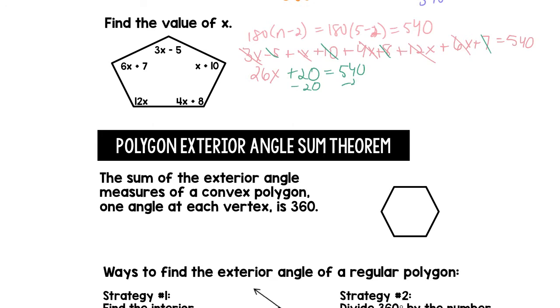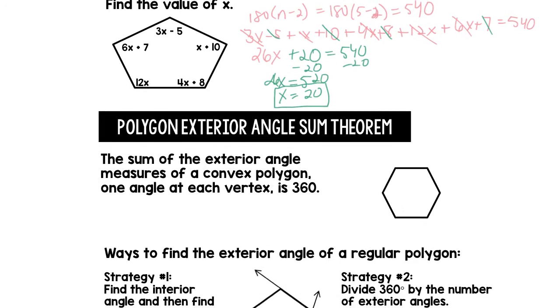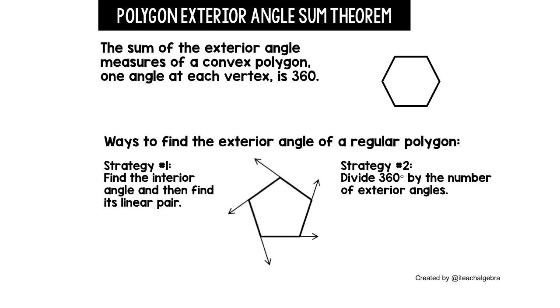Let's subtract 20 from each side. We've got 26x equals 520. That means x is 20. Okay, just a way to help us find angles inside of polygons.